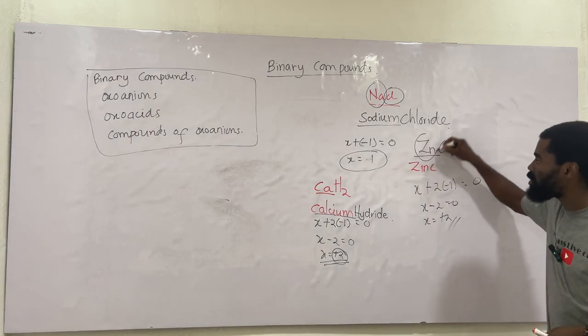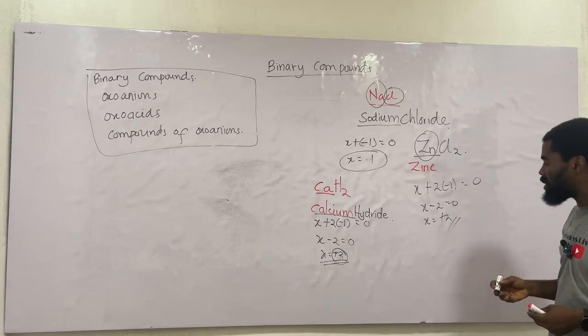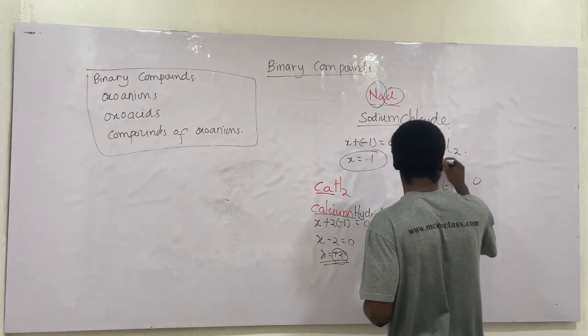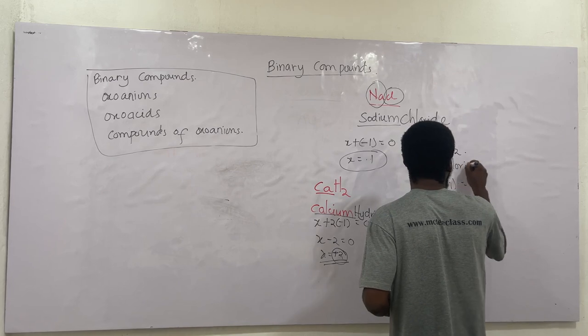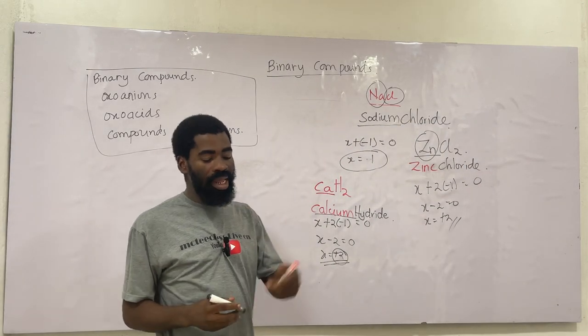But zinc is not part of our first 20, and zinc also does not have a variable oxidation state. Therefore, we'll go with zinc chloride. Others can say zinc(II) chloride, but let's go with zinc chloride. So chlorine becomes chloride. If it's sulfur, it becomes sulfide. So there are other ones there.